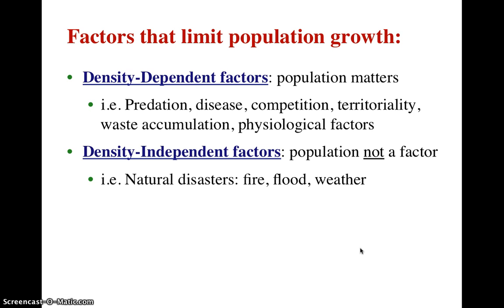Okay, let me talk about independent first because it's really easy to think of. Anything that doesn't have to do with population. All the natural disasters. Earthquake, fire, crazy weather, flood, tornado, etc. All these natural events would affect the density of a population.